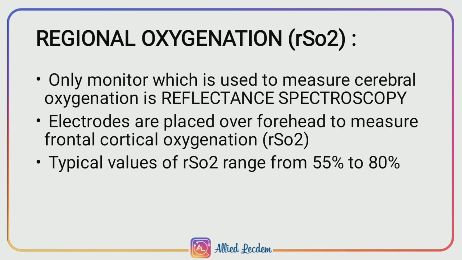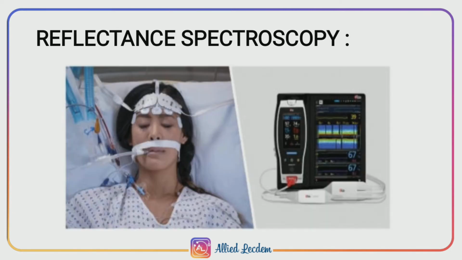Regional oxygenation. So mixed venous oxygen saturation indicates the oxygenation of whole body. It does not provide information regarding specific oxygenation of an organ or a tissue. At present, the only monitor which is used to measure cerebral oxygenation is reflectance spectroscopy. Here, electrodes are placed over forehead to measure the frontal cortical oxygenation. Typical values of cortical oxygenation range from 55% to 80%.